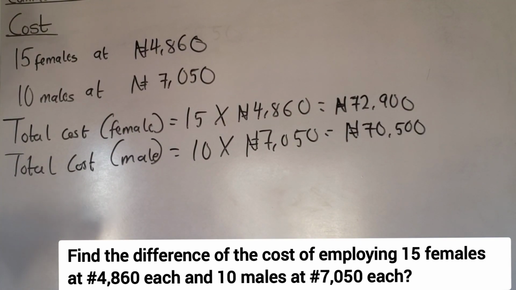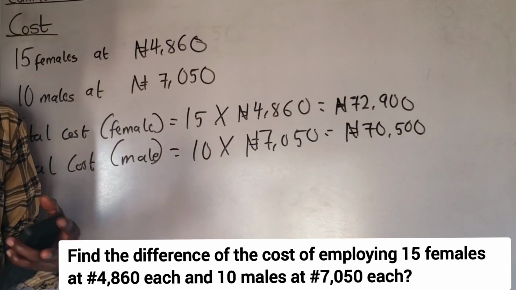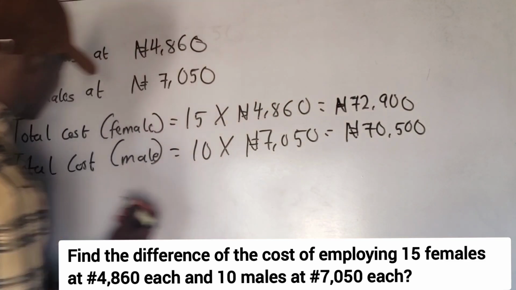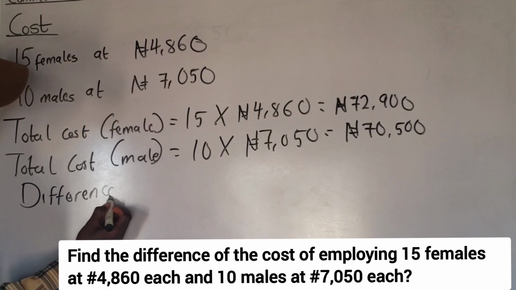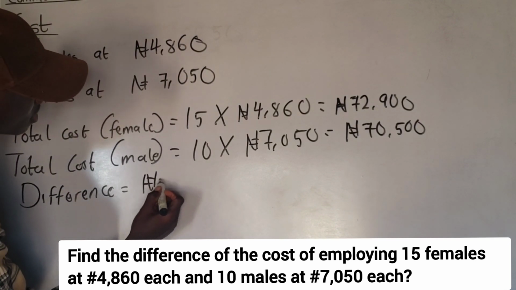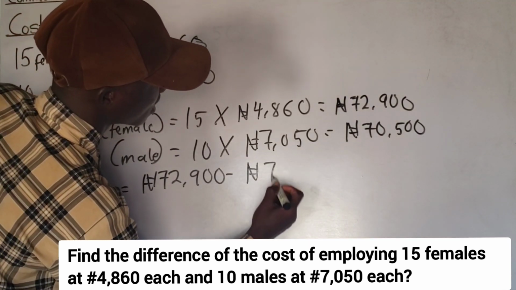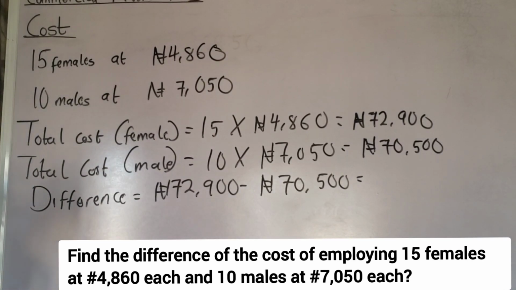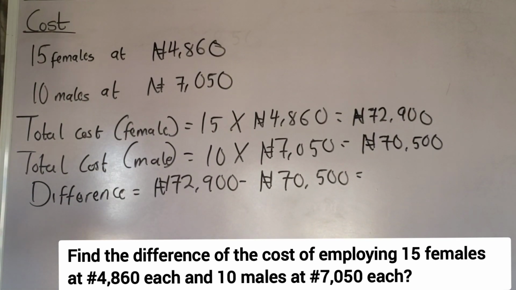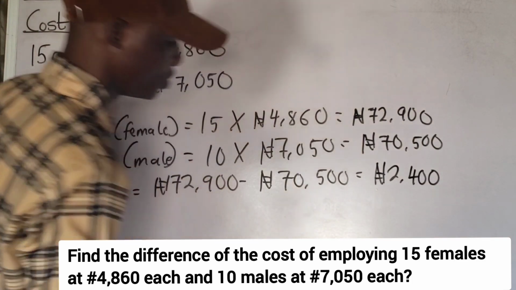Now we are asked to find the difference of this cost. Do you understand? The difference between this and this, that is what we are looking for. So the difference now is 72,900 minus 70,500. 72,900 naira minus 70,500 naira. That will give us 2,400 naira. So the answer is 2,400 naira. Do you understand?